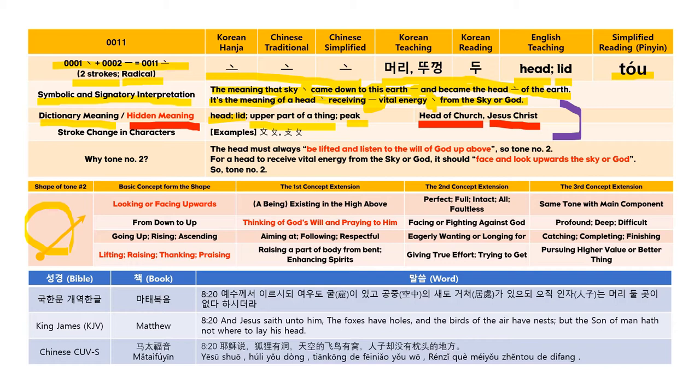This character also has stroke changes in many characters. For example, these characters: one means writing or word, and one means hit or strike. You will be learning these characters later, one by one. But I would say at this moment, the stroke change: this character meaning head, we are learning this shape. But in this character, it is also written like this, like this.